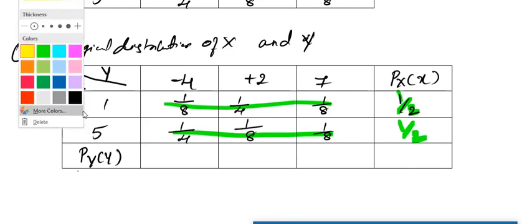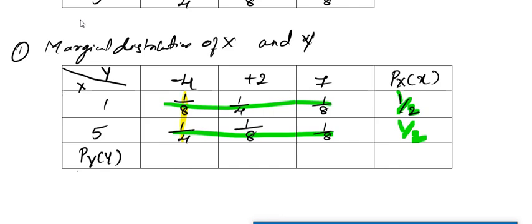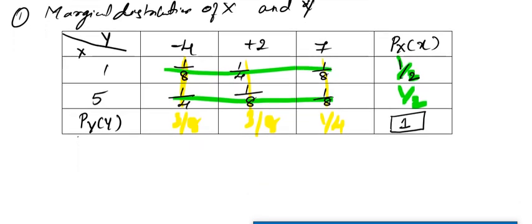Now when it comes to Y, you need to add vertically. When you add it up vertically, what do we get? It's 1 by 8 plus 1 by 4, so the answer will be 3 by 8. Now vertically you can add again: 1 by 4 plus 1 by 8 is again 3 by 8. Then 1 by 8 plus 1 by 8 will be 1 by 4. You can also verify whether your answer is right or not. 3 by 8 plus 3 by 8 plus 1 by 4 will be 1, and 1 by 2 plus 1 by 2 will also be 1. This satisfies the second condition of probability.